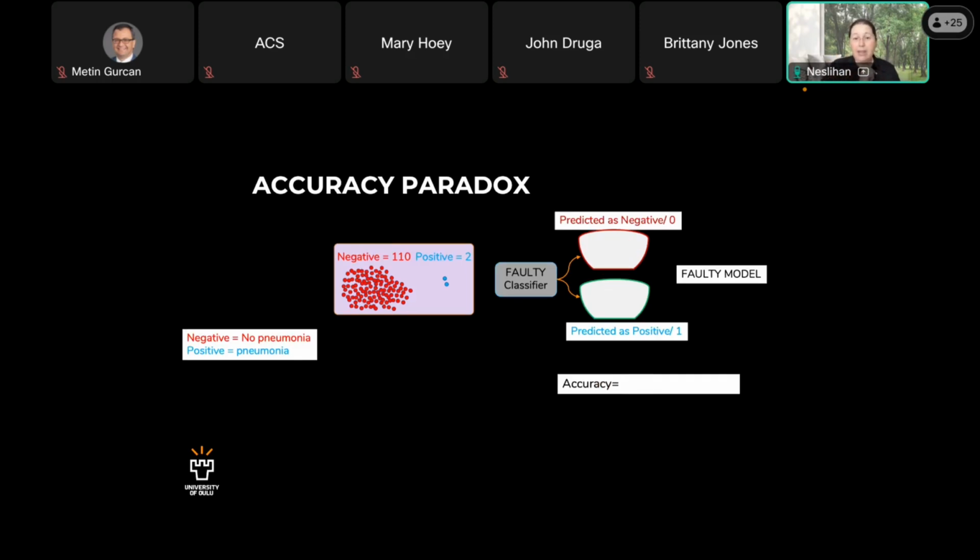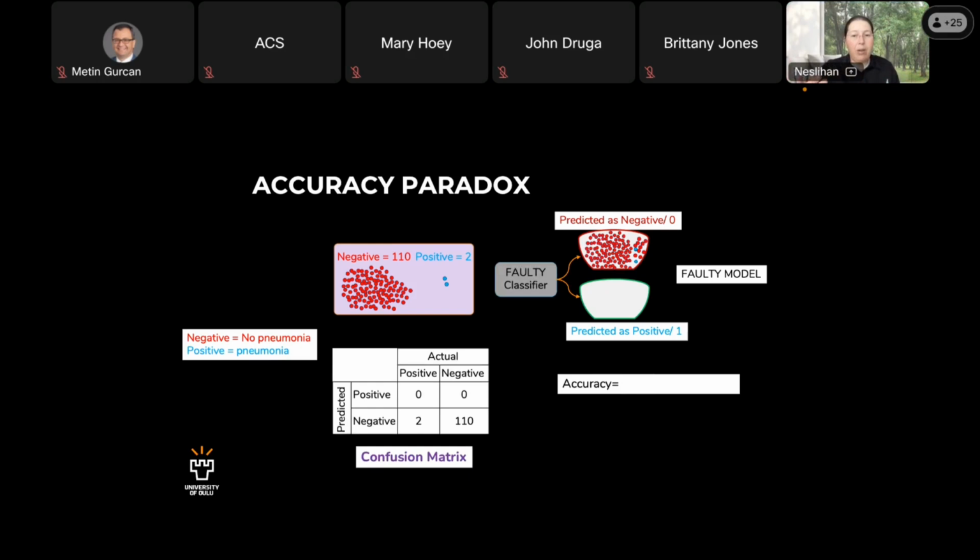Now I will make this classifier even worse. I will make this classifier a faulty one, such that it predicts the negative class for every input. Whatever you present to your model, it predicts the negative class. So it's a faulty classifier. So what will be our confusion matrix? This one. And what will be the accuracy? What do you think? The accuracy is 0.98. So it is now higher than before. Therefore, accuracy is not a good metric unless you have a balanced data set.